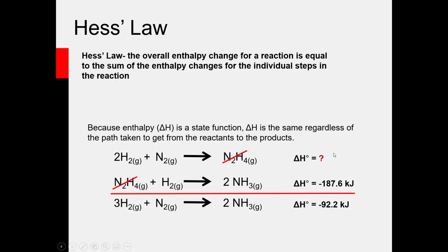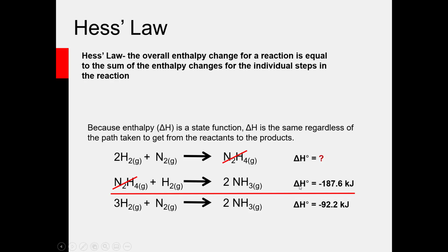We don't know, or for the sake of this problem, we're going to pretend like we don't know the enthalpy change for this first step. So for the first step, delta H naught equals question mark. Don't know what the enthalpy change for this step is. We know the enthalpy change for the overall chemical reaction is exothermic and it's negative 92.2 kilojoules.